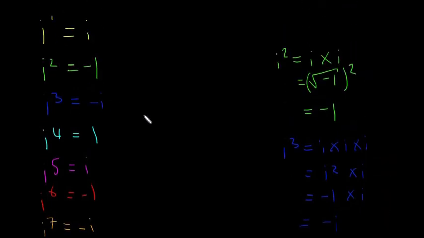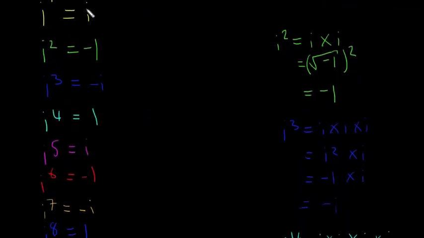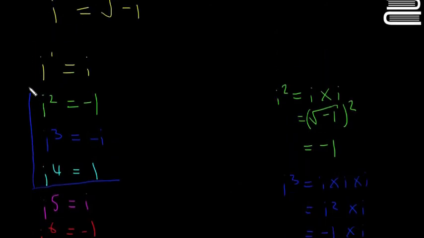If you see, they're the exact same. I to the power of 1 is the same as I to the power of 5, I squared is the same as I to the power of 6, I to the power of 3 is the same as I to the power of 7, and I to the power of 4 is the same as I to the power of 8. So it just repeats on this cycle of these 4, and that's a trick we can use to solve any kind of I problem.